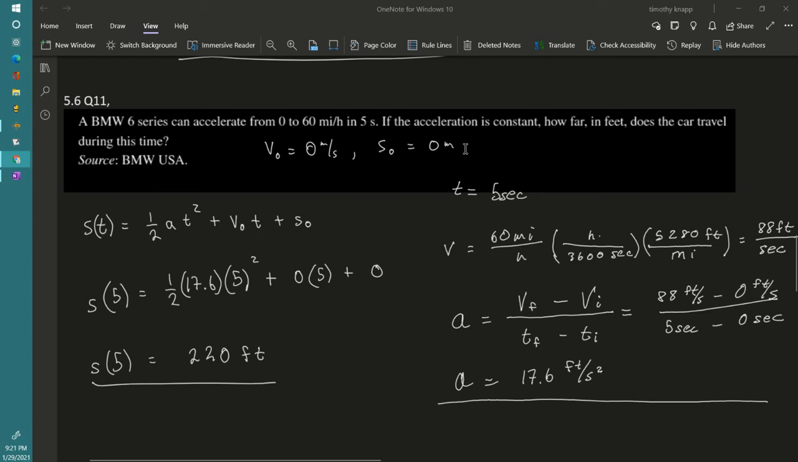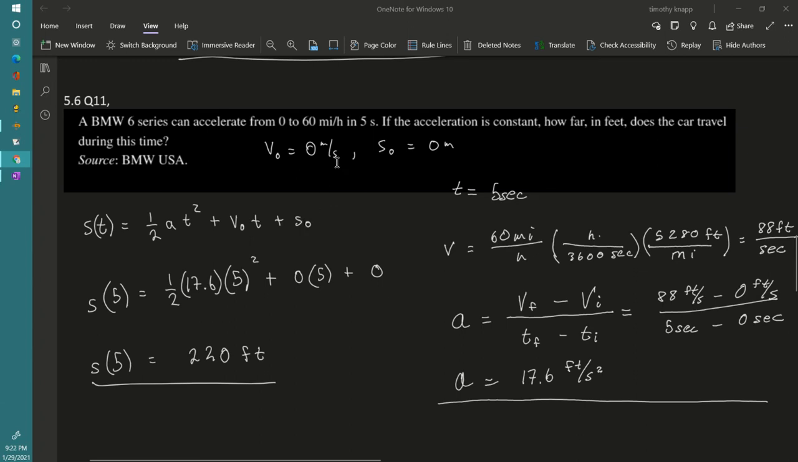Now I happen to remember that if you have a constant acceleration, then you're always going to be dealing with a scenario where you end up with a second degree polynomial. Your acceleration is sitting right there. Your initial velocity is sitting right there. And your initial position is sitting right there always.